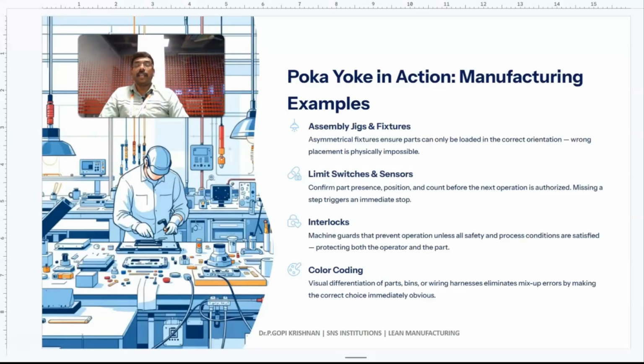For the interlocks, machine guards prevent operation unless all safety and process conditions are satisfied, protecting both the operator and the part. Color coding: the visual differentiation of parts, pins, or wiring harnesses eliminates mix-up errors by making the correct choice immediately obvious.